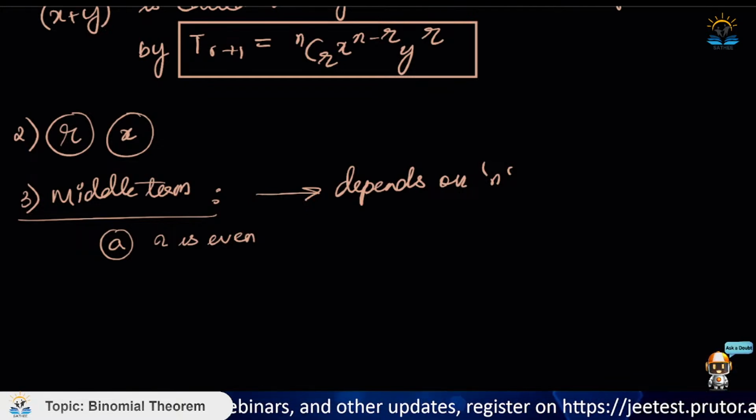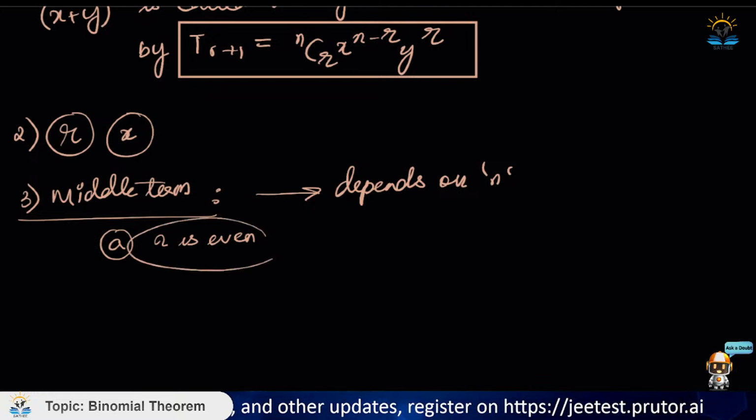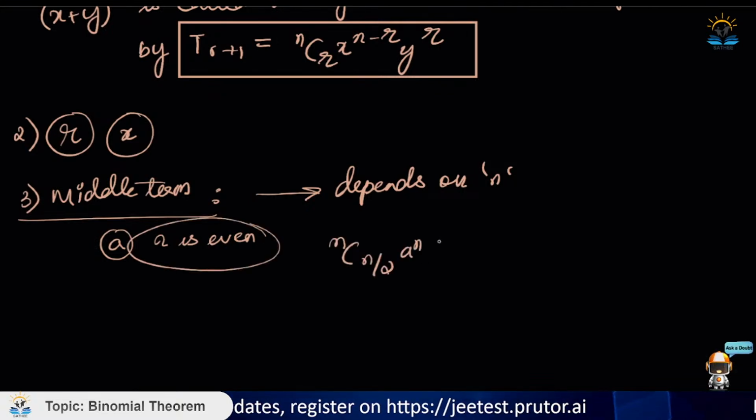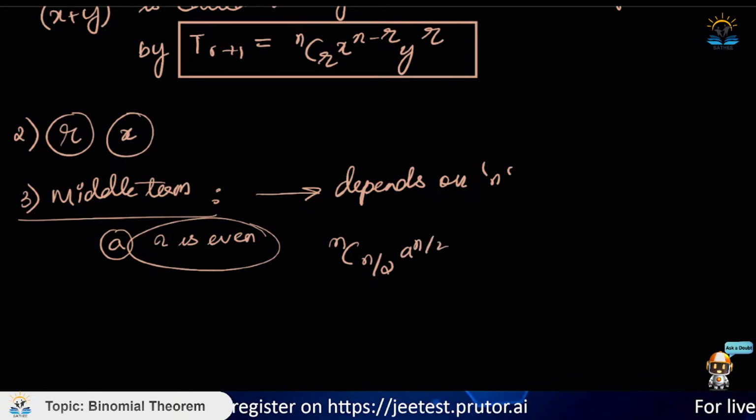So now when n is even, we have the middle term, n by 2, and then we have x by 2, and also we have n by 2.